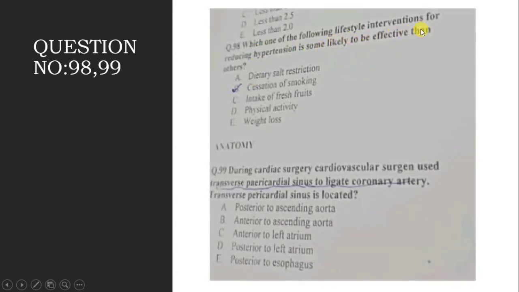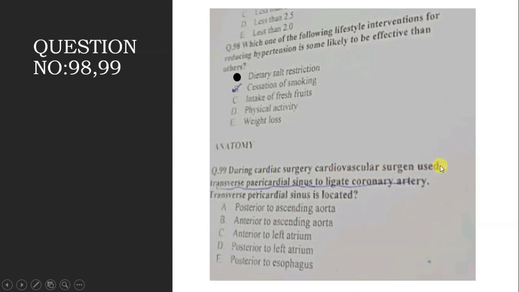Which of the following lifestyle interventions for reducing hypertension is most likely to be more effective than the others: dietary salt restriction, cessation of smoking, intake of fresh fruit, physical activity, or weight loss? When we restrict the intake of salt in our daily diet, this is the most effective lifestyle change in the prevention of hypertension.